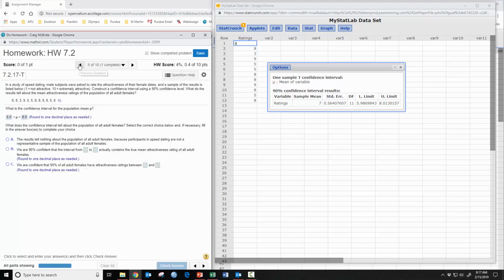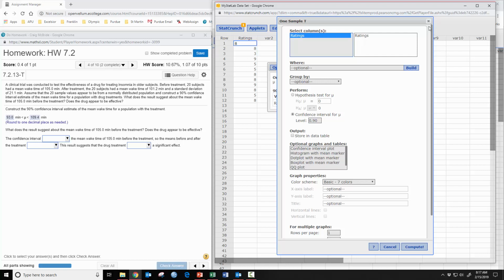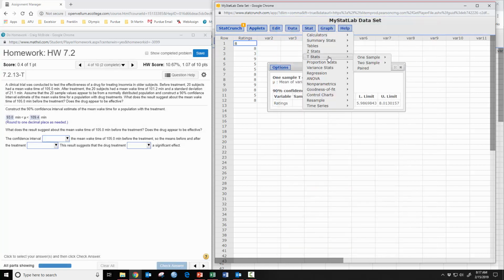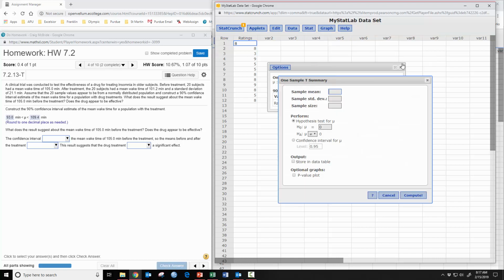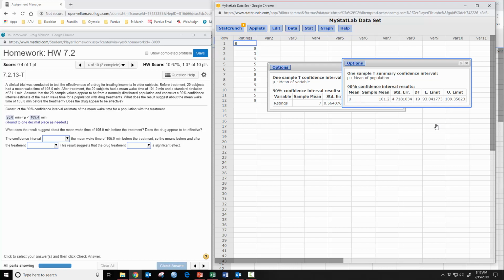Now, on the previous one, let's say you wanted to use StatCrunch for this one where we don't have the numbers. Well, you do the same thing. Go to Stat, T-Stats. Oh, wait, no, I got to start over, sorry. Go to Stat, T-Stats, one sample with summary. And here you just type in what you have. We have a sample mean of 101.2, standard deviation of 21.1, sample size of 20. We want to do a confidence interval of size 90, compute, and there we get the same answers of 93.0 and 109.4. So I think StatCrunch is going to be easier for you guys.